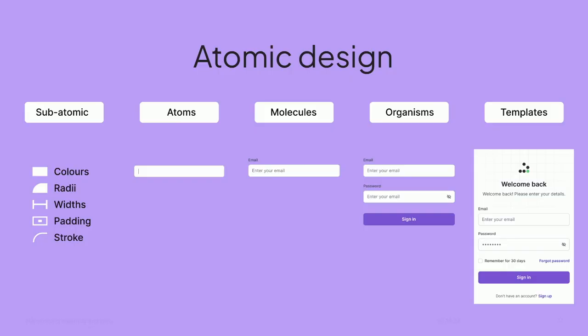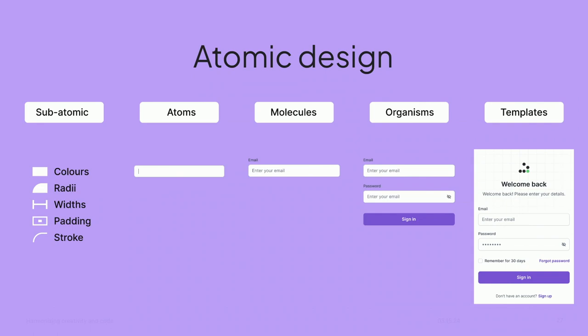So where do we start? Like I mentioned, if you Google design systems, it's not going to take you a long time to find atomic design. This was brought forward by Brad Frost, and it's the concept of starting small to go big. So we start at the subatomic level with colors, radii, width, padding, stroke, etc. And from there I can build on it. If I have a background color, a border radius, and a border color, this can start taking the shape of an input field.